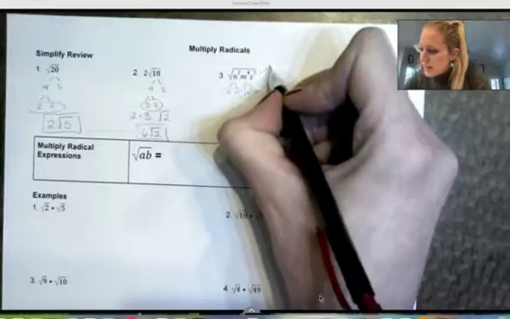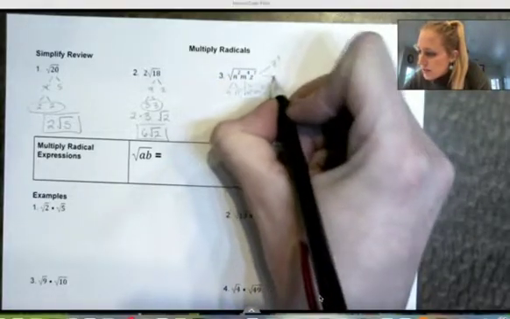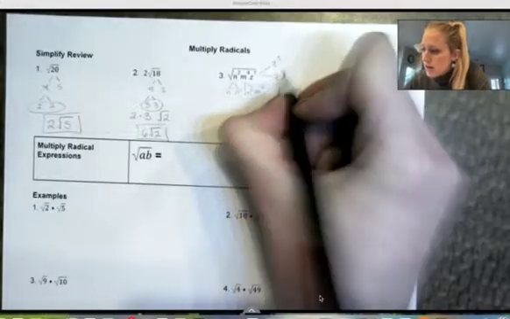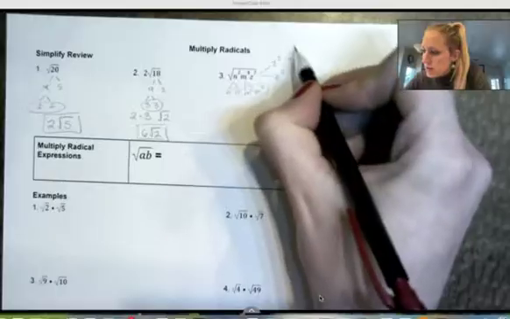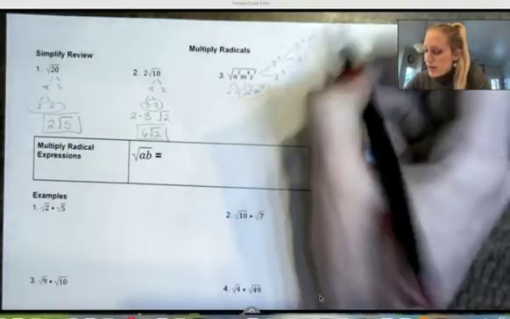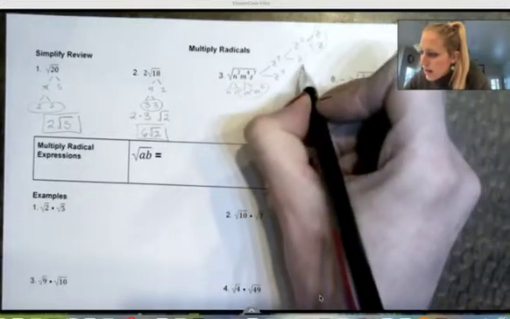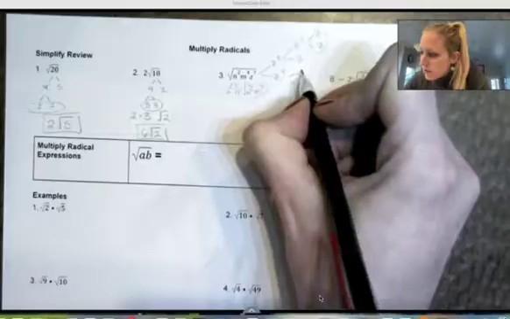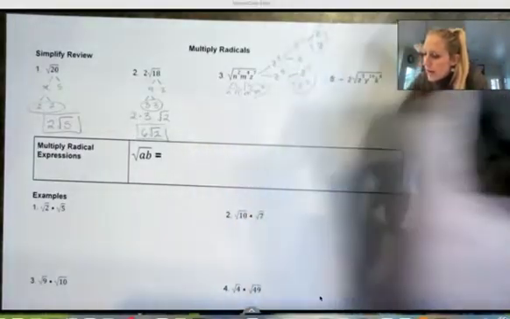Z to the 7th, I'm going to do z to the 3rd and z to the 4th. Okay, z to the 3rd I can break down further into z squared and z. Z squared I can break into z and z. So there's a pair. Z to the 4th, I could do z squared and z squared. And there's a pair.